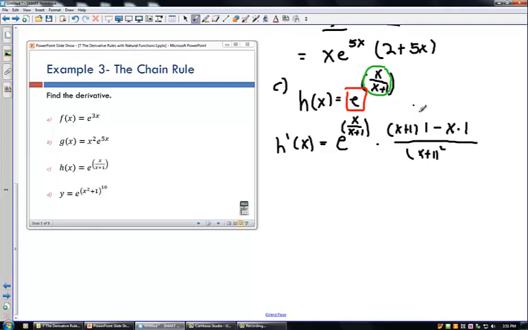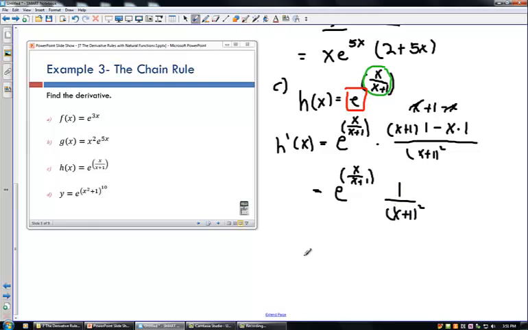If you simplify this on top, you have x plus 1 minus an x, so x's are going to cancel, and so I'm going to get over here e to the x divided by x plus 1. I'll put parentheses around, just kind of put it off there. And then on top I'll have a 1, and then this will be divided by x plus 1 quantity squared.